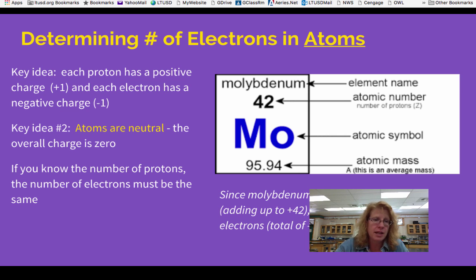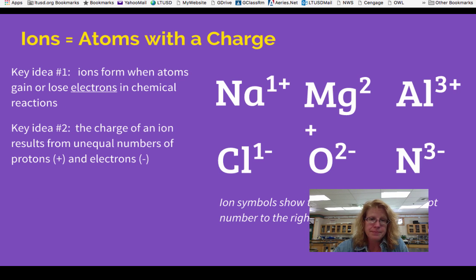So I'll talk about ions here in a second. So again, the key idea here, atoms are neutral. So if in molybdenum here I've got 42 protons, that tells me that in a typical molybdenum atom, I should have 42 electrons as well. They have to be equal and opposite in terms of their charge to add up to zero. So it could be as simple as that.